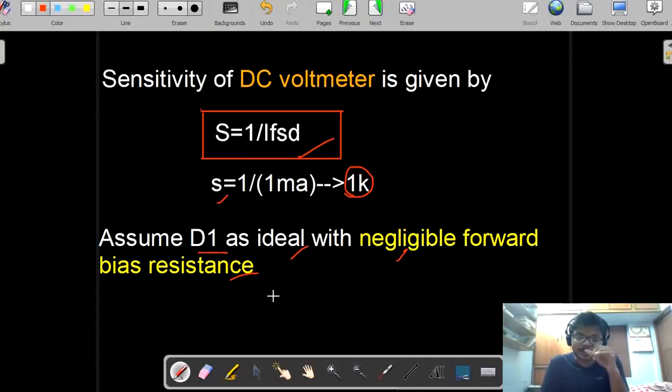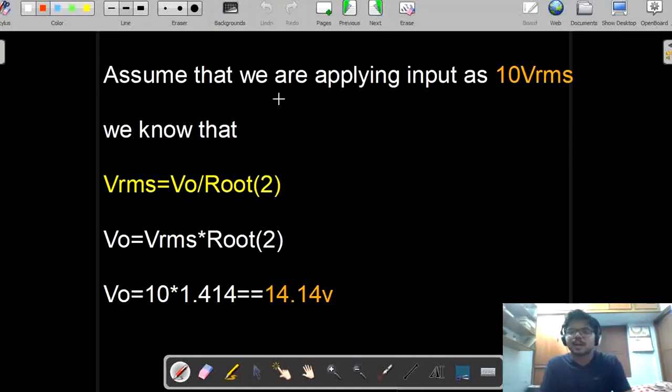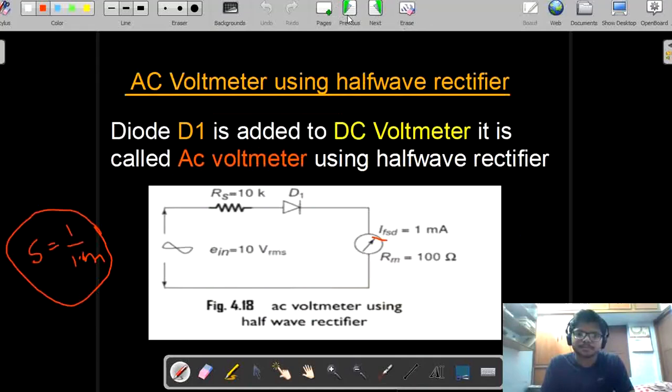Assume that diode D1 is an ideal diode having a negligible forward bias resistance. If my diode is not ideal, I may have some forward bias resistance. But as I am considering my diode D1 as ideal, I will neglect the forward resistance. Now see, assume that we are applying an input of 10V RMS.